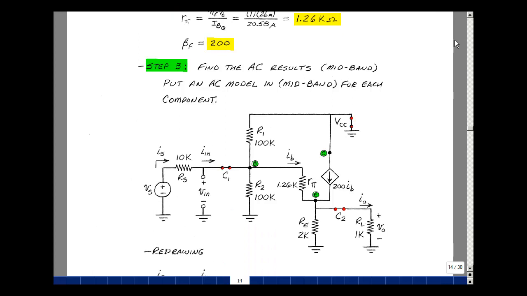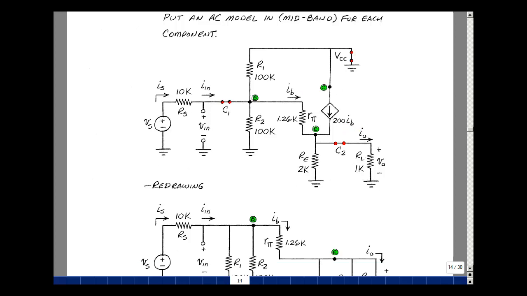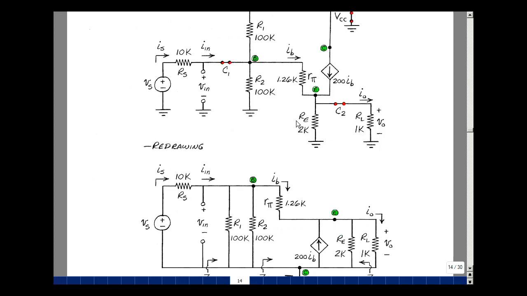My third step is to put an AC model in. We're going to do this in the mid-band frequencies. What that's going to mean is that all our capacitors will look like short circuits. And our battery looks like a short circuit because that's no change in voltage for a change in current. The same schematic I had on the previous page, except now I've got my V sub S and R sub S. Between the base and the emitter is R pi, which is 1.26 k. And then between the collector and emitter is the AC beta of beta F I sub B, which is 200 I sub B. I have a lot of ground symbols here, so let's see if we can clean this up a little bit. Make the picture a little bit smaller so I can show you the whole thing.